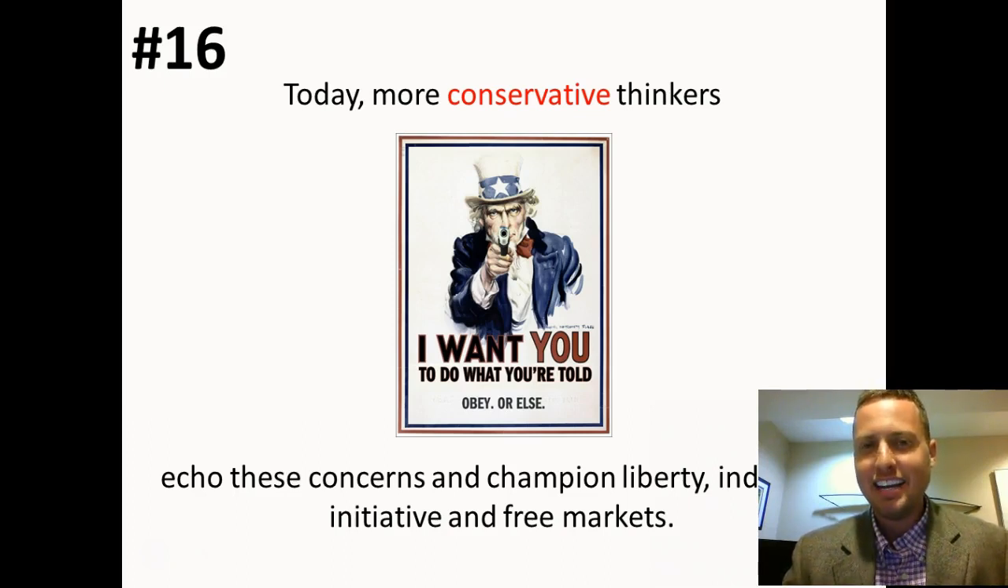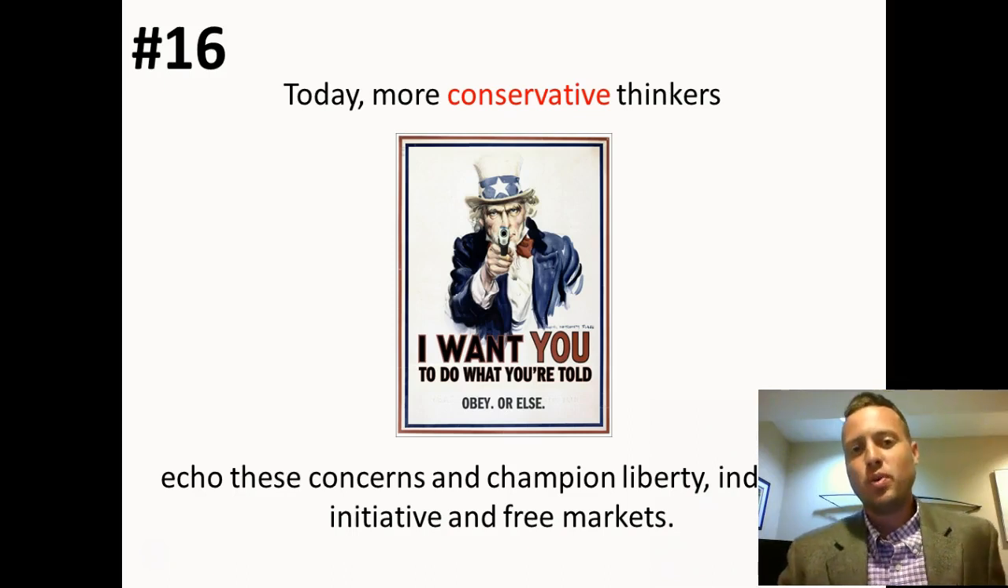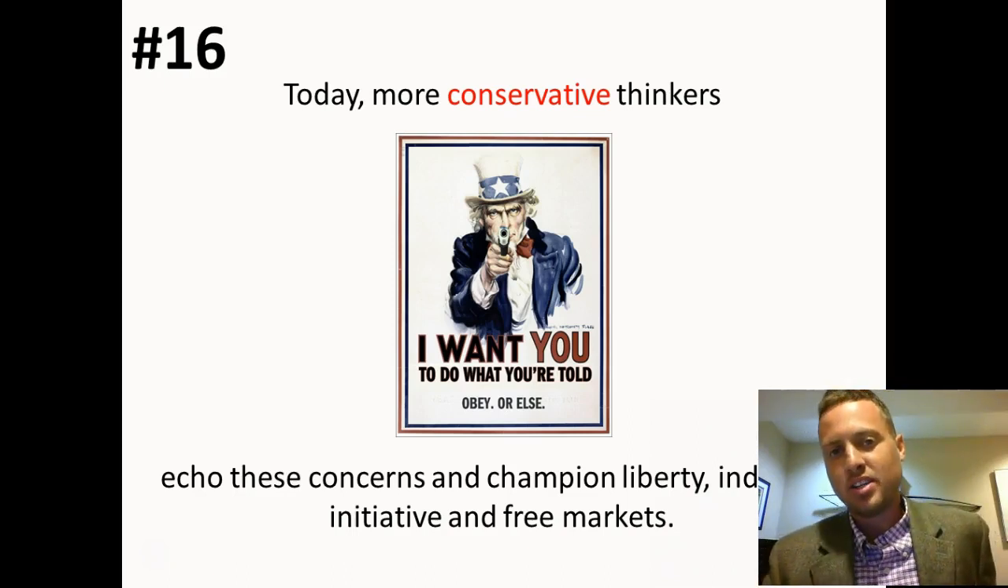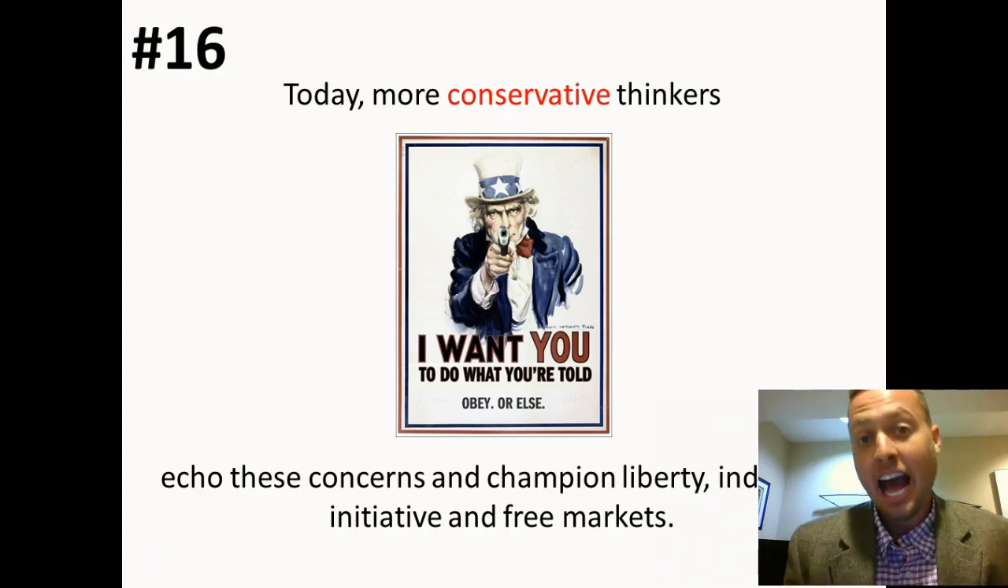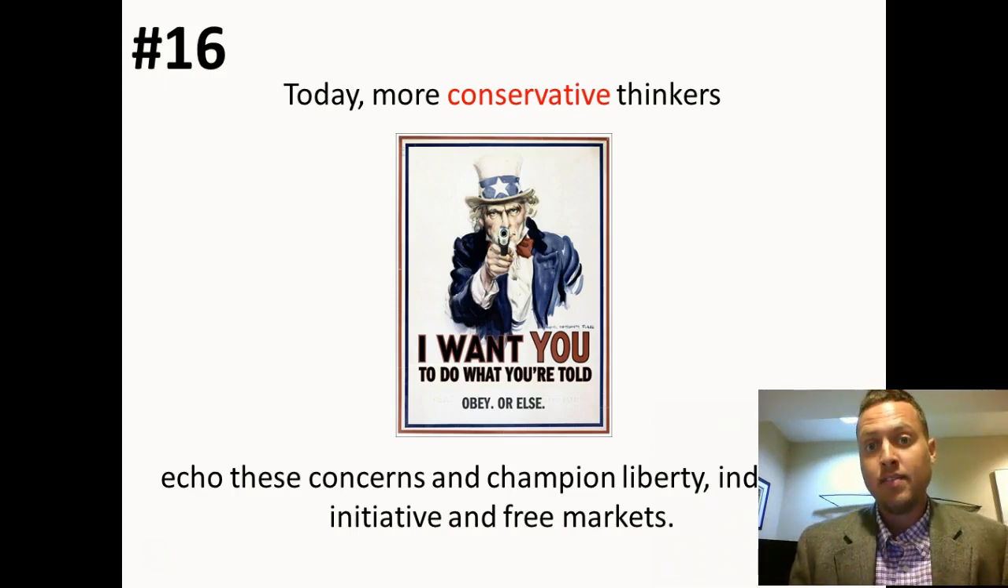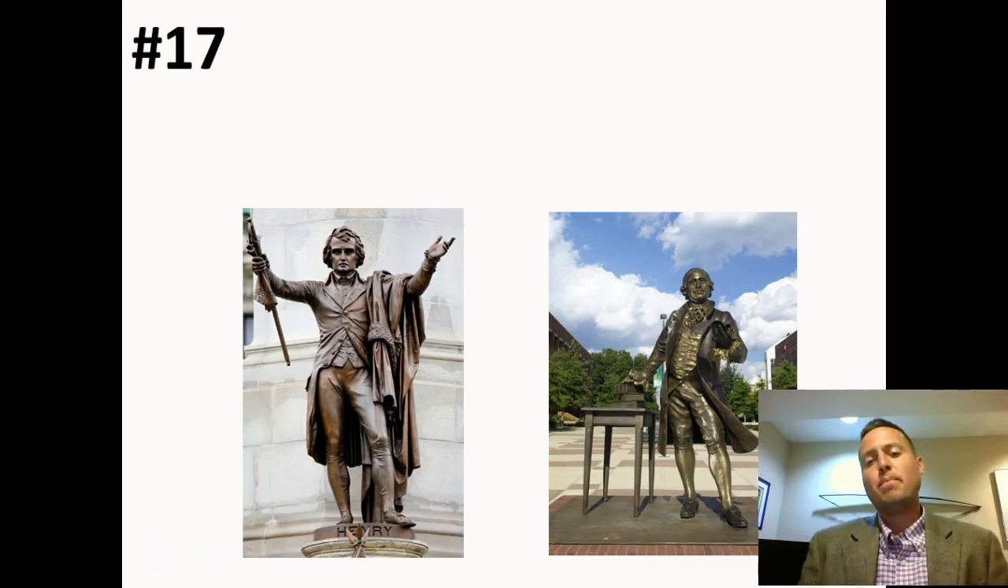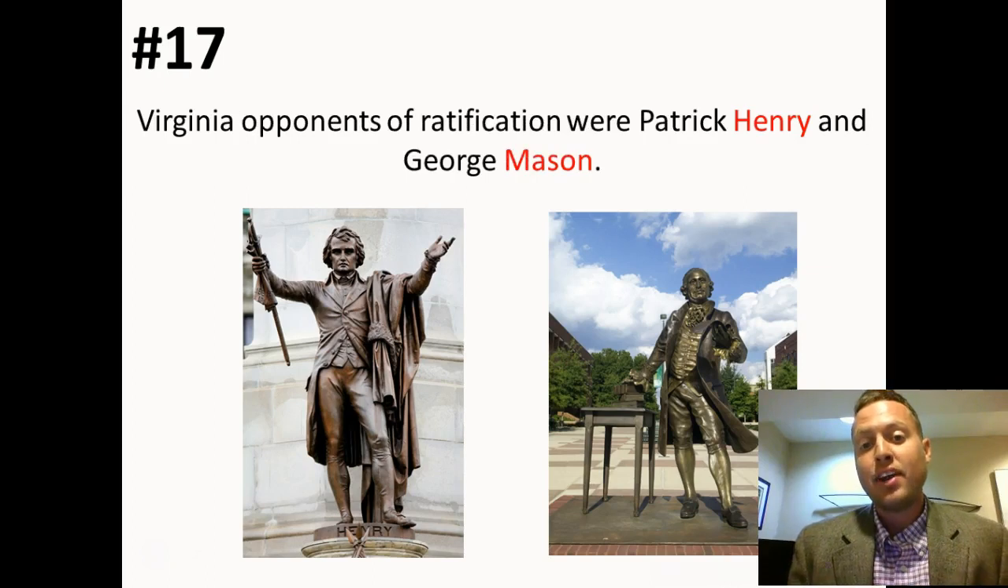The Anti-Federalists would not ratify the Constitution if they did not get a couple of guarantees added to the Constitution which protected individual rights. And those guarantees would be the Bill of Rights. But first, who were the big Anti-Federalists? Number 17. Virginia opponents of ratification were Patrick Henry and George Mason. They were against the ratification of the Constitution.